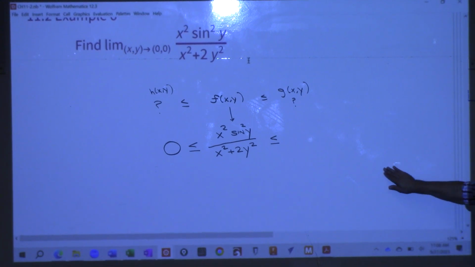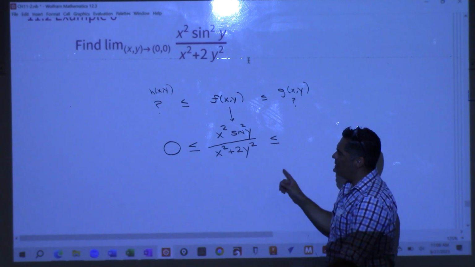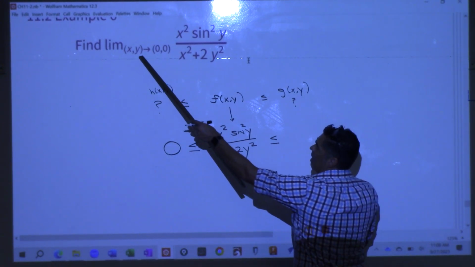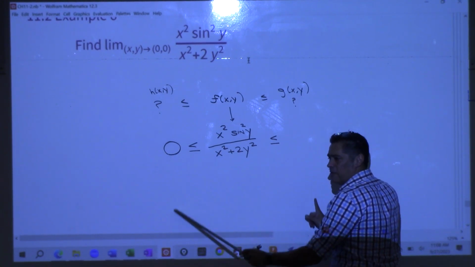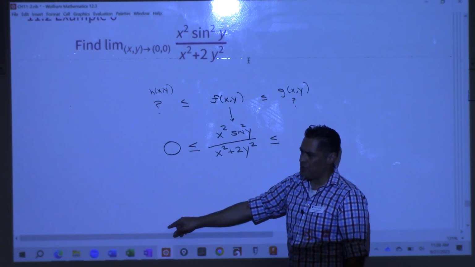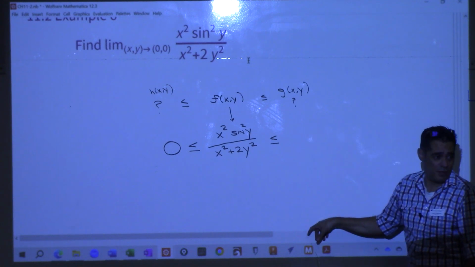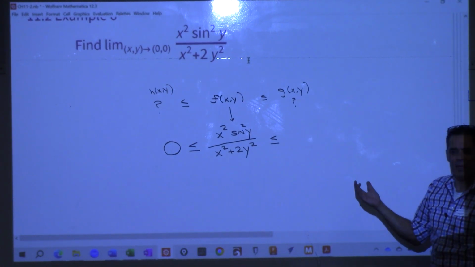And now I need an upper function that is always bigger than this. And then I'm hoping that when I take the limits on the outside functions and let x, y go to 0, 0, both sides will go to the same place. Well, this can only go to one place: 0, right? So I'm hoping whatever I put here, when I take the limit, it's going to go to 0 as well.